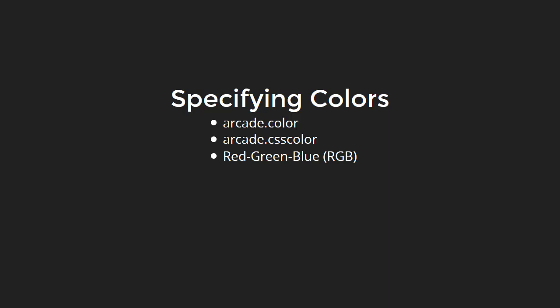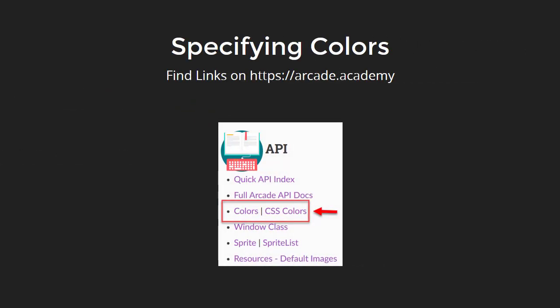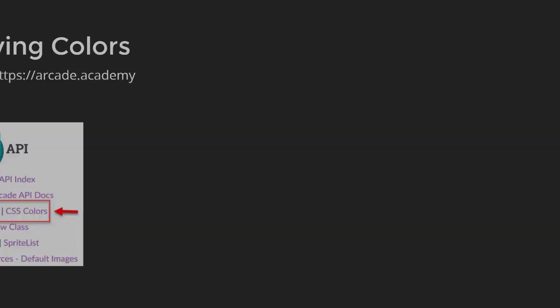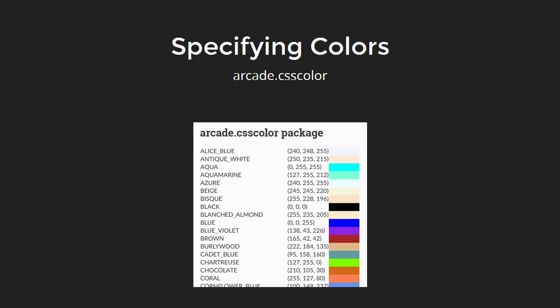To specify color by name, you can look at the color API documentation and use something like arcade.color.aquamarine in your program. These color names come from the color picker color chart. The colors in arcade.css color come from the same standard color names used in creating web pages. Therefore, I suggest using these color names because it will also help with web development skills.